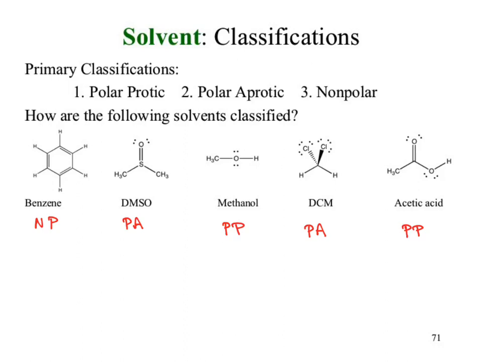the question I was asking is what mechanism? So let's start right to left. Acetic acid. SN1. Why? Because it's protic. DCM. SN2. Methanol. SN1. DMSO. SN2. Benzene.